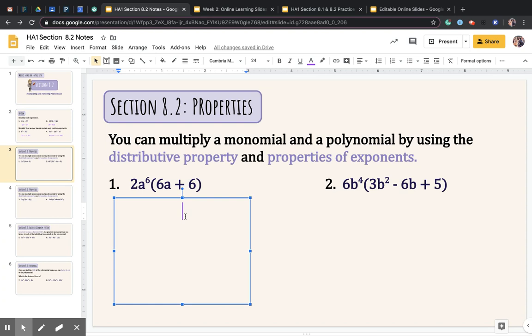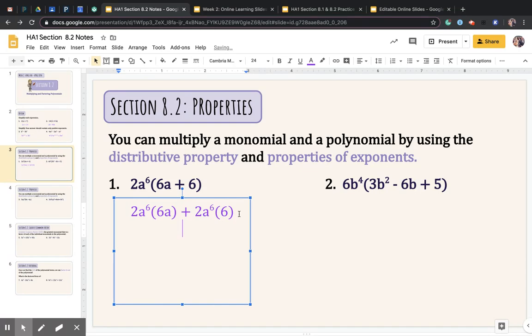If I distribute, I am going to get 2a, and I'm going to do the exponents last, times 6a plus 2a times 6. So that's just me distributing, and I am going to insert my exponents second, just because it makes my life a little bit easier. Okay, so that's me distributing the 2a to the 6th.